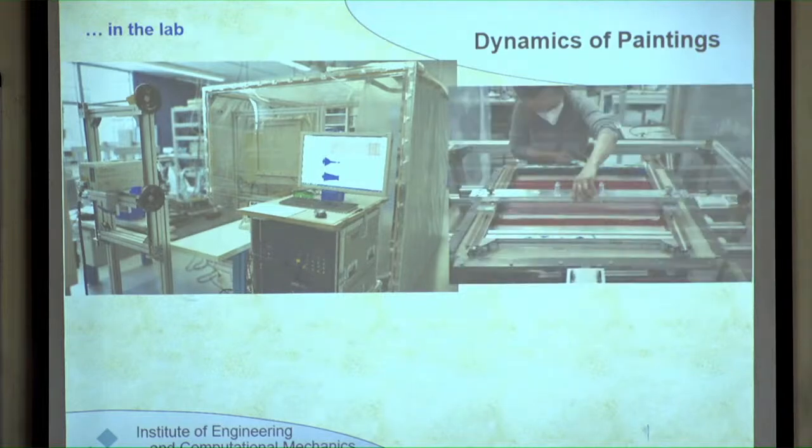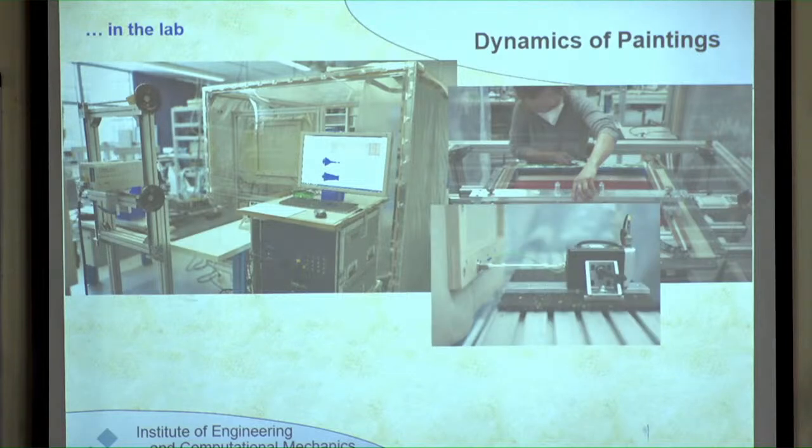And then it turned out we need to do experiments, and they had to be reproducible. So therefore, we had to produce our own paintings in a very well-defined manner so that we can do experiments. So here I was doing the production of a painting with a very highly defined quality of thickness of paint and so on, everything in the climate chamber, of course.